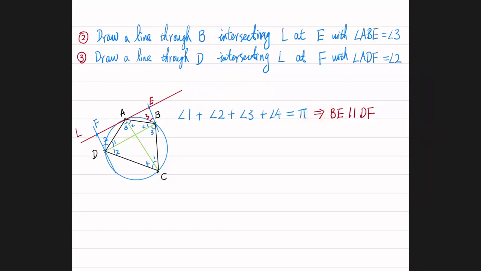What theorem did we apply here? Okay, Eric, what's your answer? Don't you use like the inscribed angle theorem to find out that 1 plus 2 plus 3 plus 4 equals 180 degrees? And then since 2 pi equals 360 degrees, pi is just 180 degrees, so it's equal to pi. Yes. And which theorem proves that BE and DF are parallel?